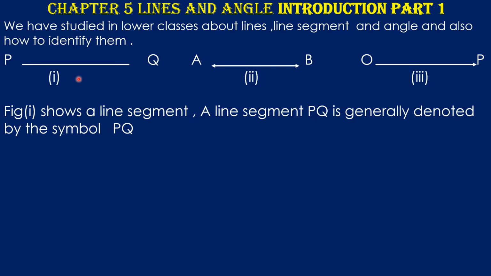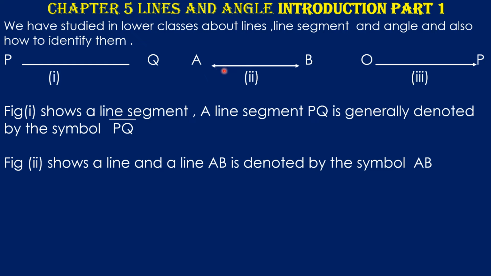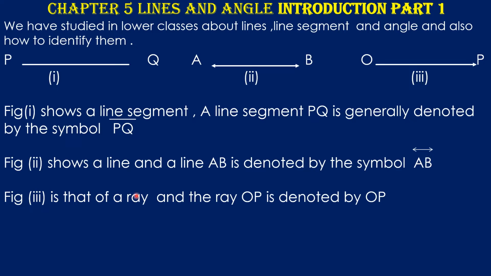So a line segment PQ, it is generally denoted by the symbol PQ as shown here, and the second figure, it is nothing but a line AB, it is denoted by the symbol AB. We are using a double arrow as shown here, and the next one, it is a ray. Okay, so the ray OP, it is denoted by single arrow as shown here.